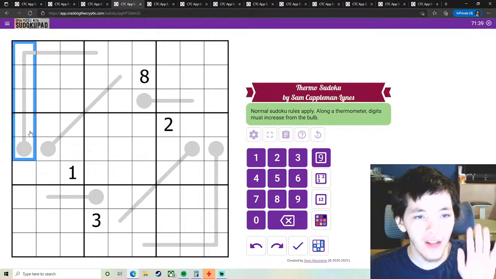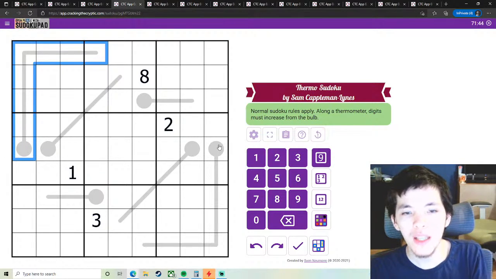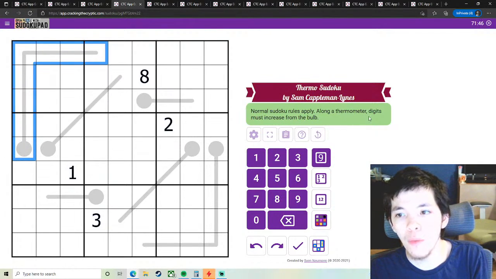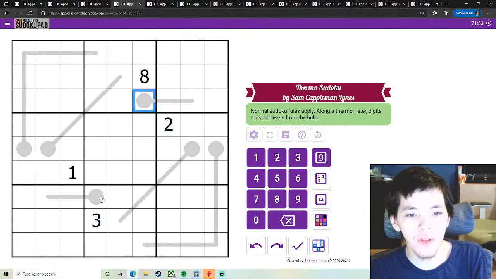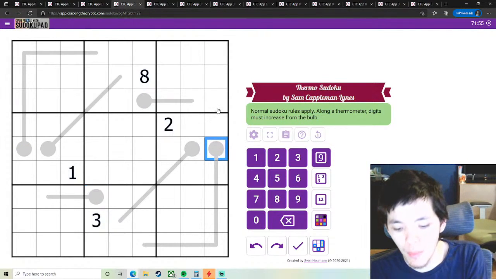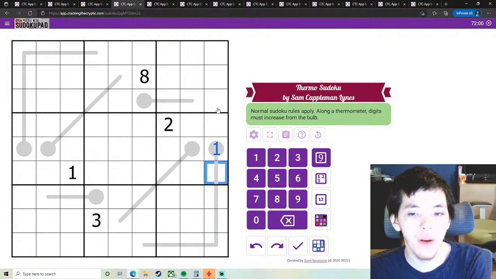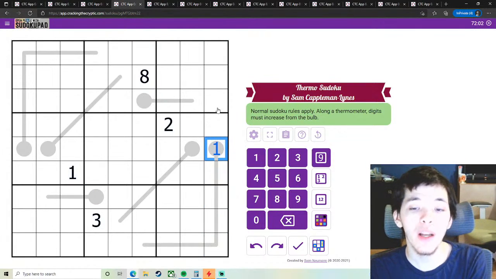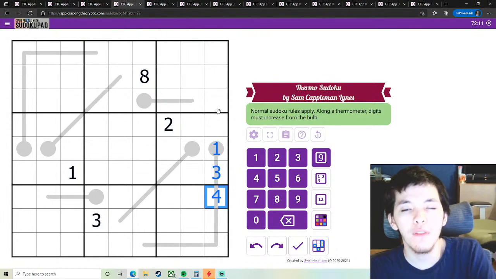So, I'll just go back to where I was with the thermo, which I'll get through a little quicker. These rules here are saying that along a thermometer, digits must increase from the bulb. So this is the bulb. These circles are bulbs. If you put a number starting, let's say at 1, from this point on, digits have to increase from there. So let's say I put a 1. This has to be a 2 or a 3 or a 4. If I put a 3, I can't put a 2 in here because that's decreasing. I have to put something higher, like a 4.